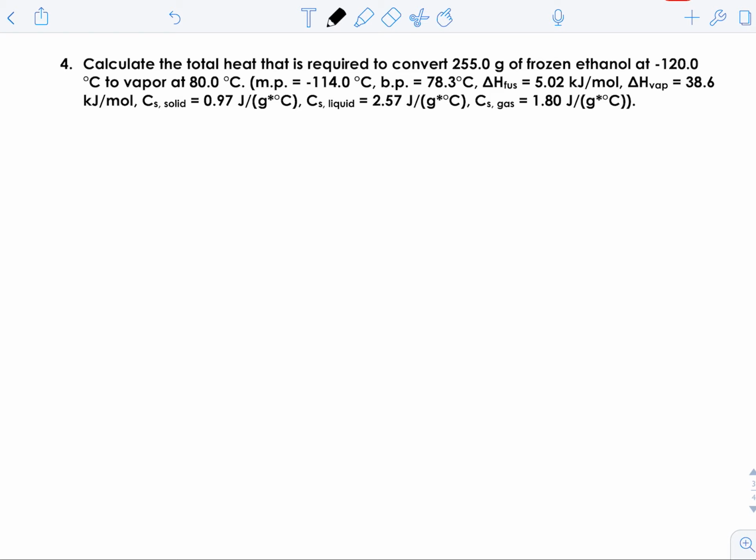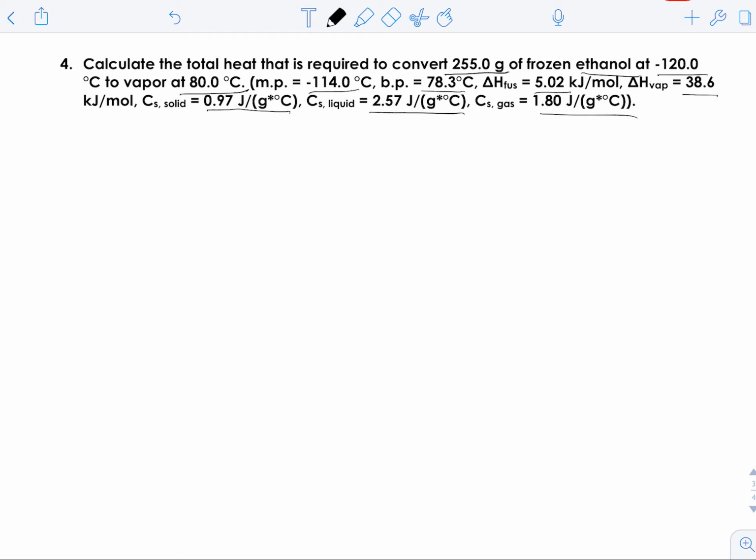Next question, we're looking at the total heat that is required to convert 255 grams of frozen ethanol at negative 120 degrees Celsius to 80 degrees Celsius. Okay, so we have our melting point of frozen ethanol at negative 114 and our boiling point at 78.3. Heat of fusion 502 kilojoules per mole. Vaporization 38.6 kilojoules per mole. Our specific heat of our solid 0.97 joules per gram degrees Celsius. Liquid 2.57 joules per gram degrees Celsius, and gas 1.8 joules per gram degrees Celsius.